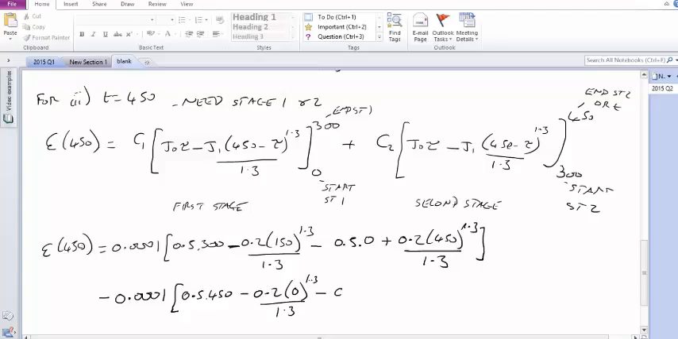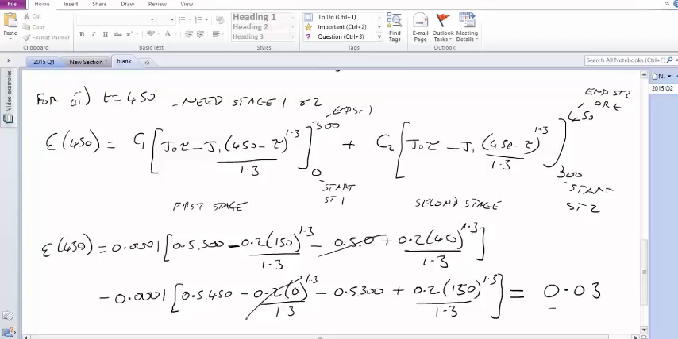We then have minus 0.5 times the first limit, 300, and then minus minus, so plus 0.2, 450 minus 300, which is 150 to the 1.3 divided by 1.3. So we see here that not many of the terms go to 0. That one goes to 0, that one goes to 0, but all the rest are definite terms. So if we work that lot out, we end up with a value that is still positive, because we're still applying positive stresses, and 0.03 as the strain.